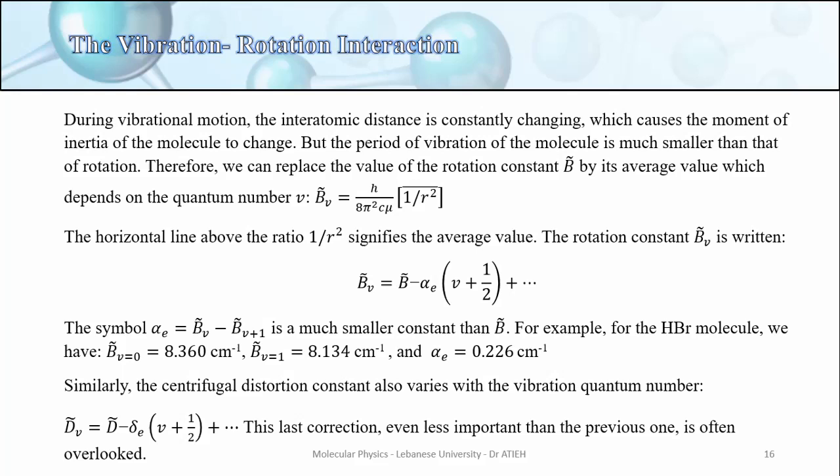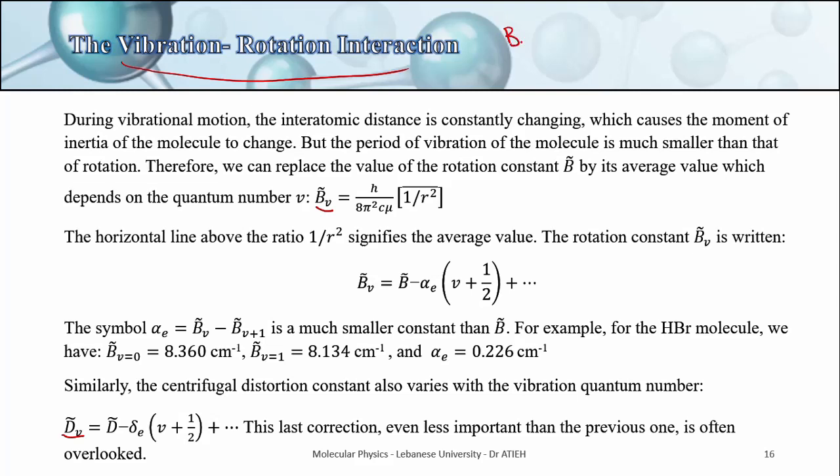First, let's talk about the vibration-rotation interaction, where the rotational energy is influenced by the vibrational quantum number nu. The rotational energy depends on the vibrational level through the rotational constants B and D. So you can see here that B has an index nu and D here has an index nu. Let's start first by talking about B.